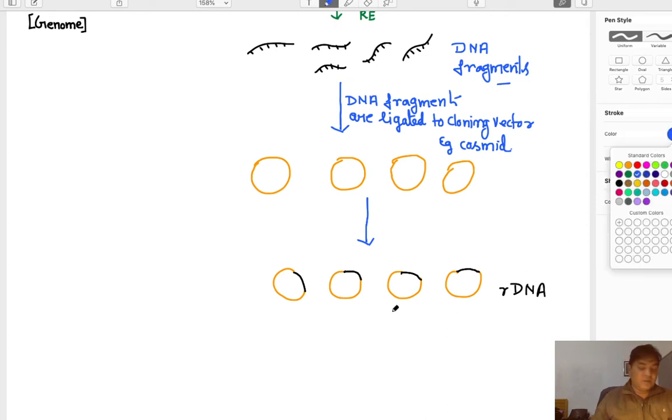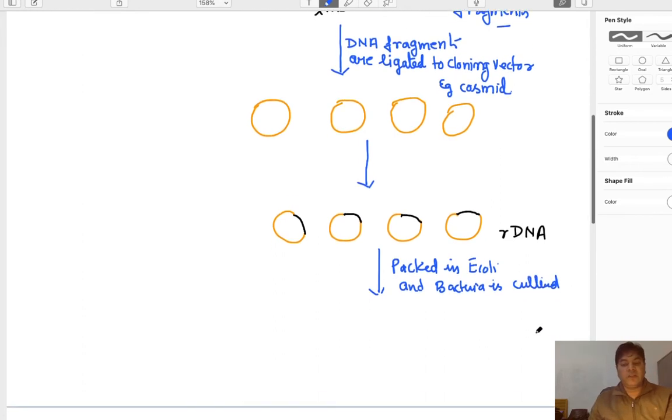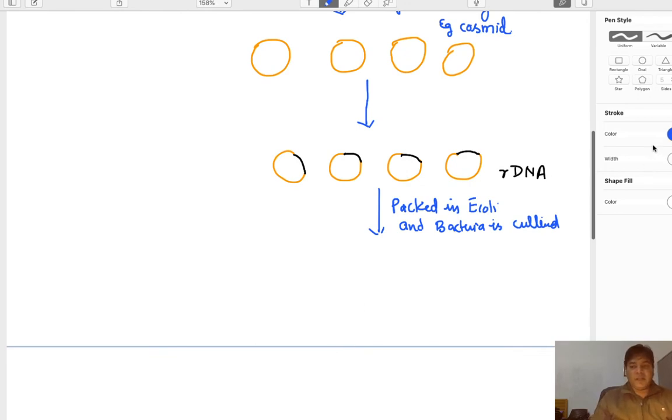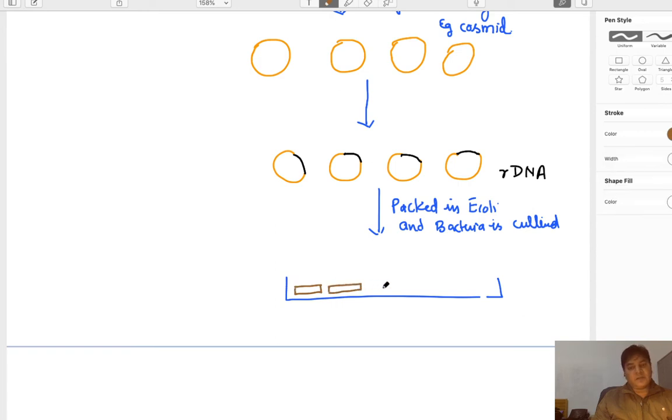and these rDNAs are then packed again into the bacteria E. coli. They are packed in E. coli and the bacteria is cultured. Alright. So finally we will have a tray here. The tray has got a colony of bacteria, because in the culture tray, culture plate, the bacteria will multiply.